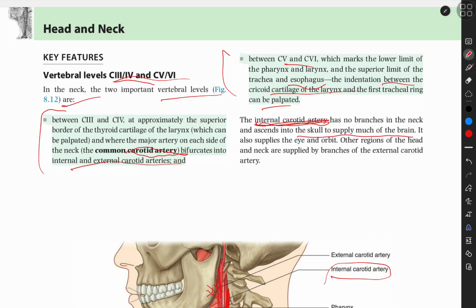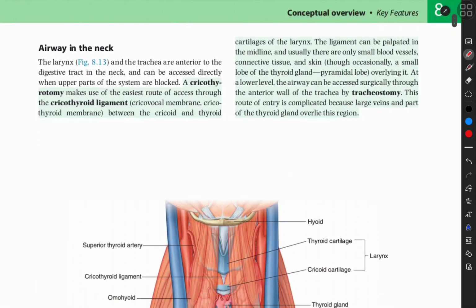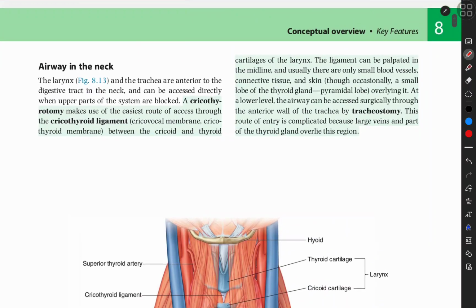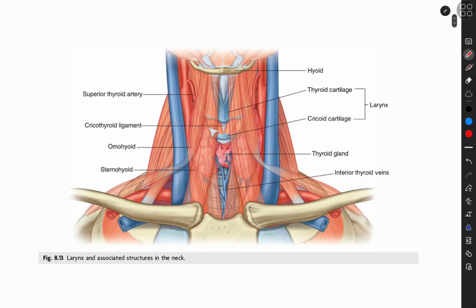It passes through the skull to supply much of the brain. It also supplies the eye and the orbit. Other regions of the head and neck are supplied by branches of the external carotid artery. Airway in the neck. The larynx and the trachea are anterior to the digestive tract in the neck and can be accessed directly when upper parts of the system are blocked. Cricothyrotomy, we don't need to know this. What they're saying is the cricothyroid ligament can be cut, and a tube can be inserted here for airway access.